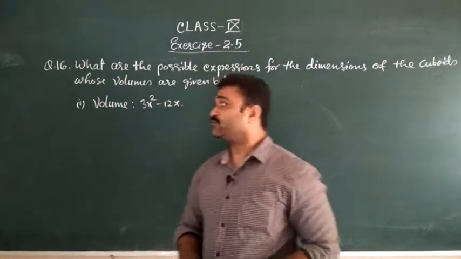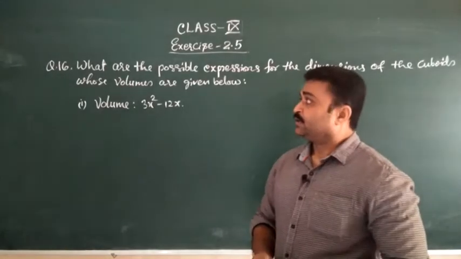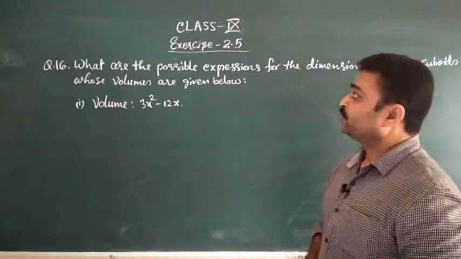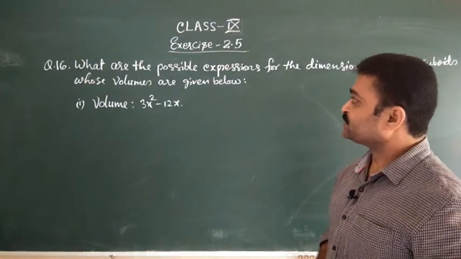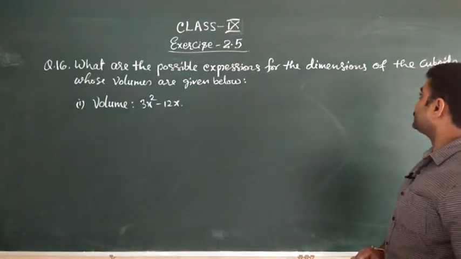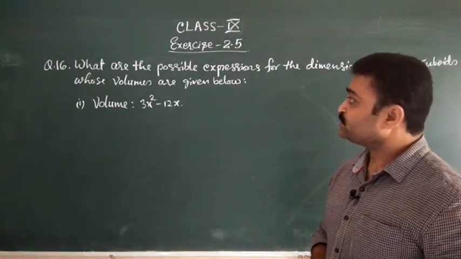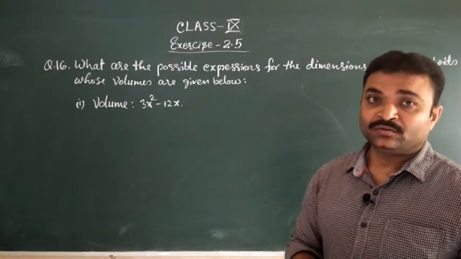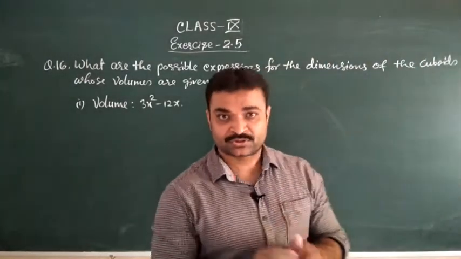Students, now we solve question number 16. In question number 16, the question is, what are the possible expressions for the dimensions of the cuboid whose volumes are given below? You all know how the cuboid looks.